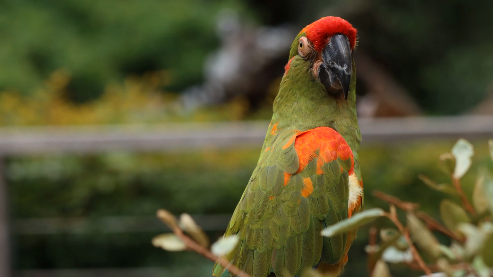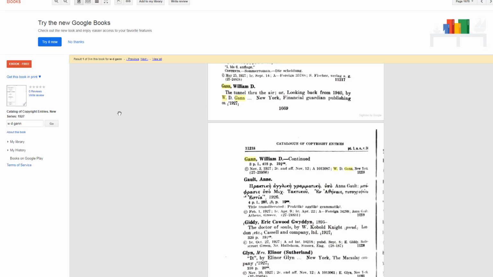Today I didn't. So let's get to Tunnel Through the Air, shall we? Okay, so actually let's do this. This is Google Books. You can look it up yourself. And the book is called Catalog of Copyright Entries, New Series, 1927. I did a search for W.D. Gann. And here's how we know that Gann's book, The Tunnel Through the Air, was copyrighted in November of 1927. So that's how we know it wasn't published until November of 1927, because obviously they don't publish a book before they copyright it. So every time I reference the fact that Tunnel Through the Air came out in November of 1927, this is the proof of that.